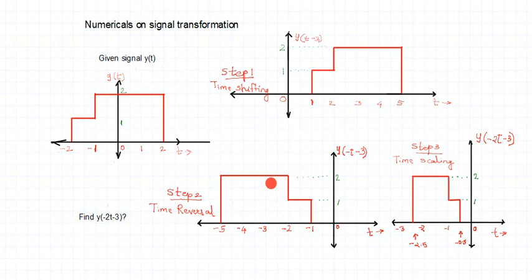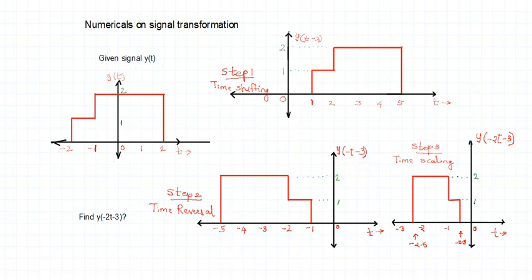Now step number 3, I did scaling on this. So what is the scaling factor? 2. What is the signal you obtained here? Earlier it was y of t minus 3. We did reversal. The moment you do reversal, you need to put a minus sign on t. So the new signal that we obtained here is named y of minus t minus 3.